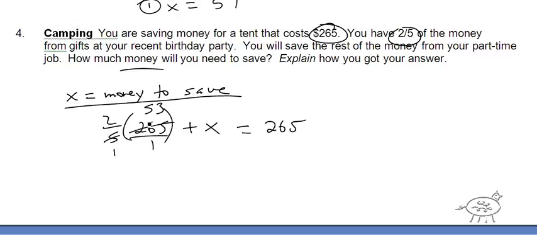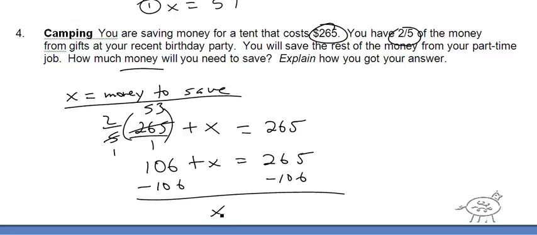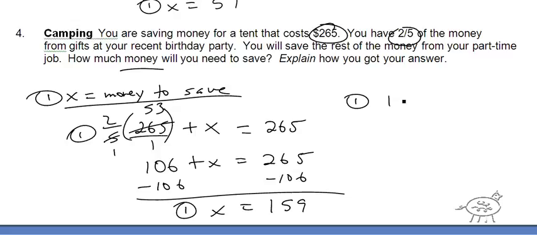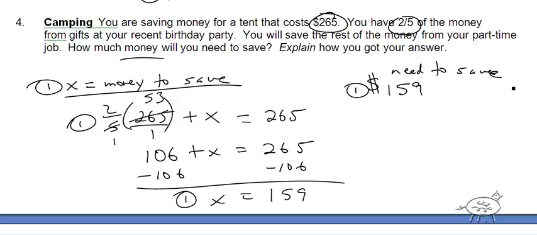Okay, and so then you're going to multiply that together. 2 times 53 is 106, plus X equals 265. Subtract 106 from both sides, and we get X is equal to 159. Okay, so 1 point for the defined variable, 1 point for setting it up, 1 point for solving it, and of course 1 point for putting your units in there. So $159, need to save $159. Okay? Not too bad. All right, let's try another one here.